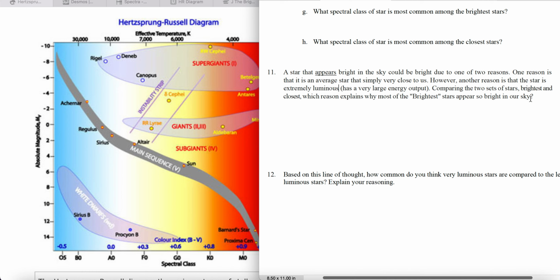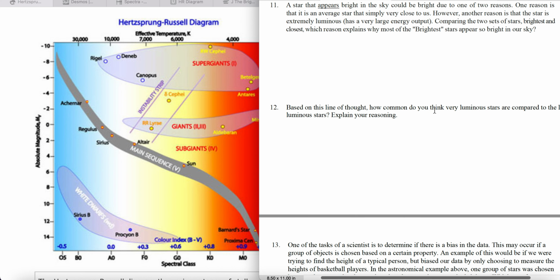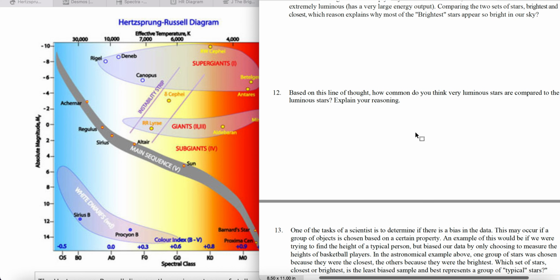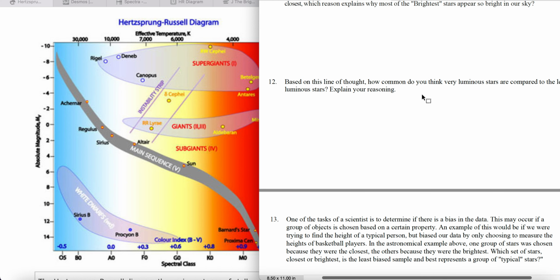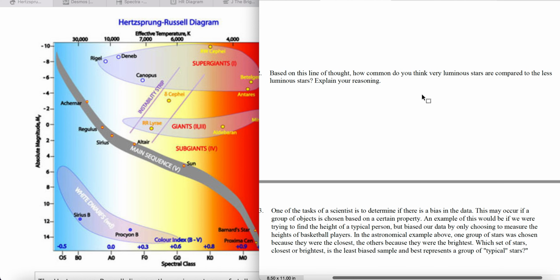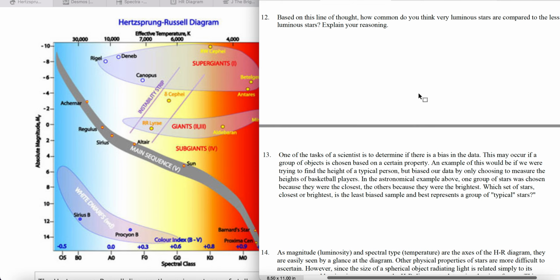Is it because they're all the closest ones, okay? Or is it because they're all those really big stars out there? They may be far away, but they're just so bright, okay? You can definitely answer this, because there's a clear answer to that. You just have to think about what the data is telling you. Based on this line of thought, how common do you think very luminous stars are compared to the less luminous stars? Again, explain your reasoning, okay?